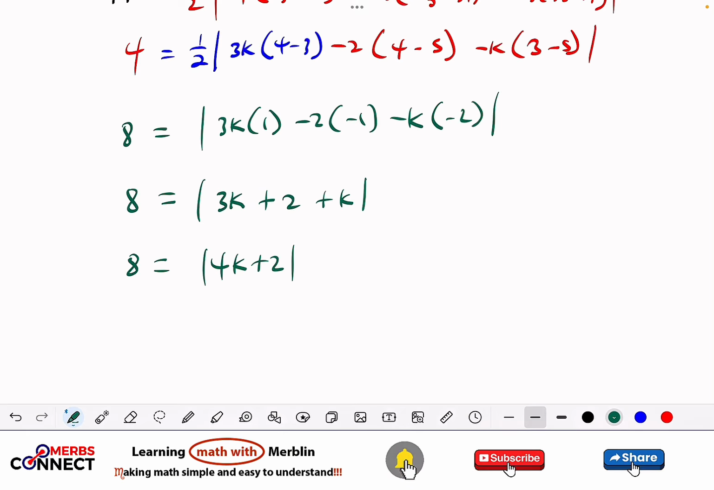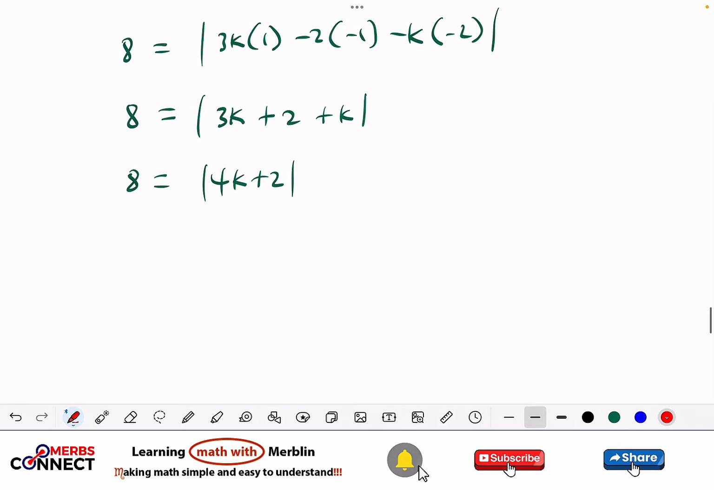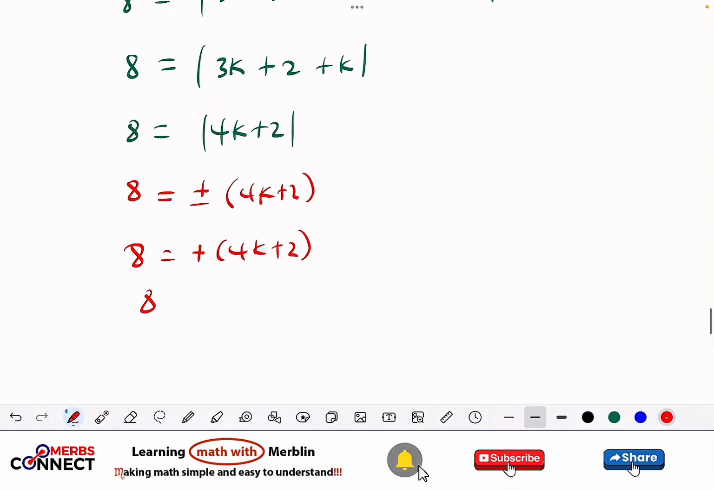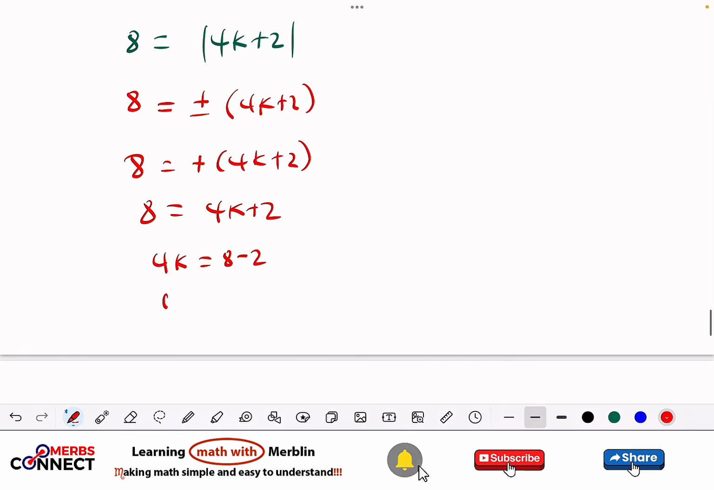plus 2. Then the absolute can be written as plus or minus. So this is plus or minus 4k plus 2. So I'll pick the positive side, which will be plus 4k plus 2. So plus 4k plus 2 is the same as 8 is equal to 4k plus 2. 4k is equal to 8 minus 2. 4k is equal to 6, and this implies that k is equal to 3 divided by 2.